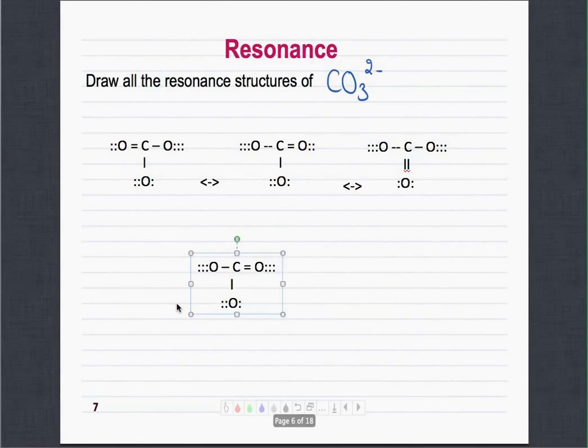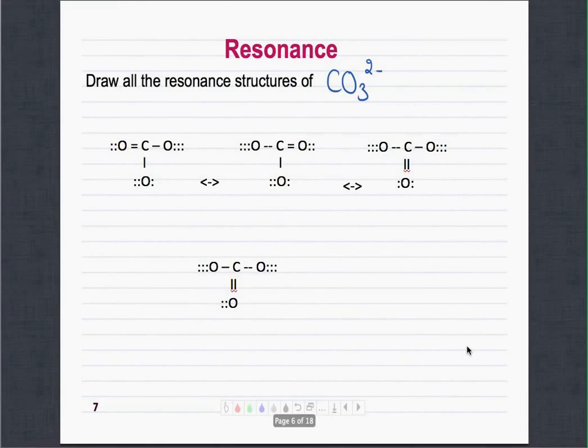Now how do I get the third resonance structure? Again, the lone pair in here is going to jump in here, and this bond is going to go to a lone pair. And this is that third resonance structure. So this is how we figure out all the resonance structures: always a lone pair goes down, then a bond breaks and forms a lone pair.